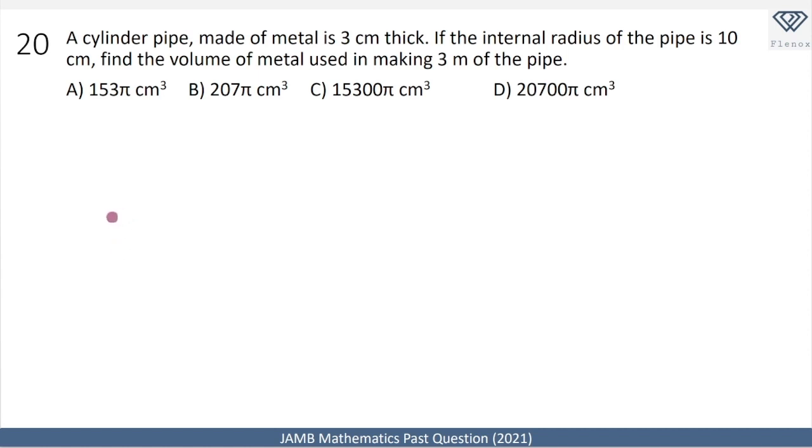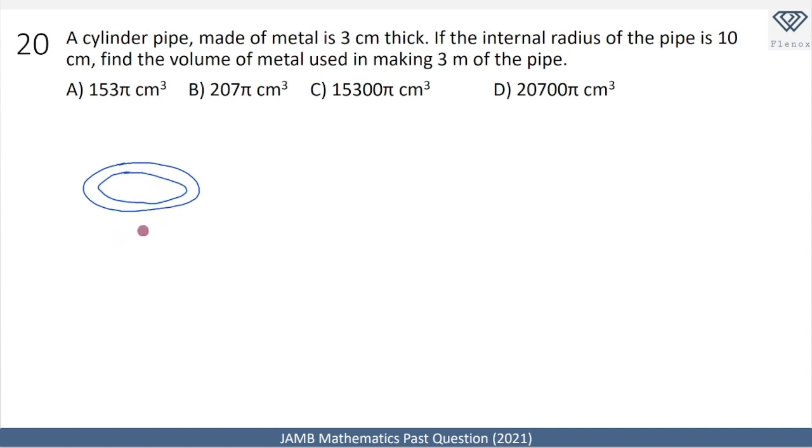Now I see cylinder pipe. So to conceptualize that, I'm going to draw a pipe. So we have a pipe which is cylindrical. So we have the outer radius, and now, the way a pipe is, you have a hollow in between the pipe. So this is our pipe.